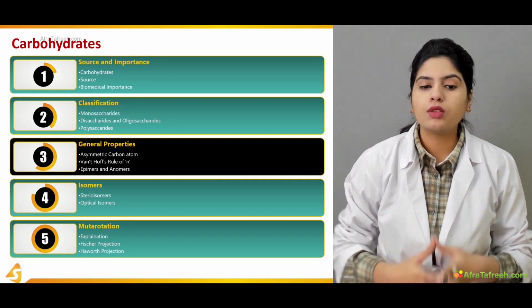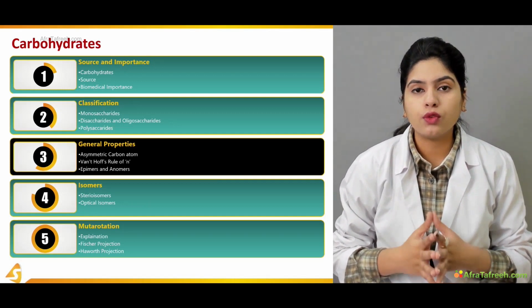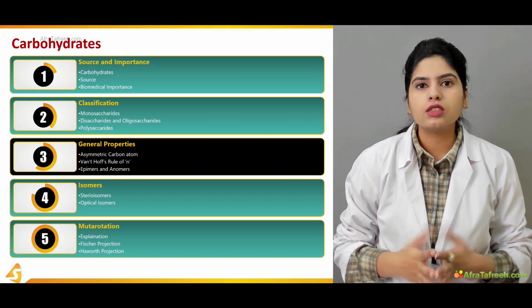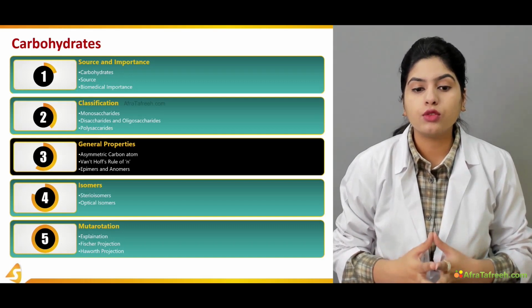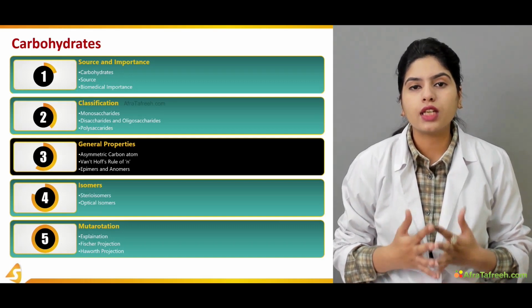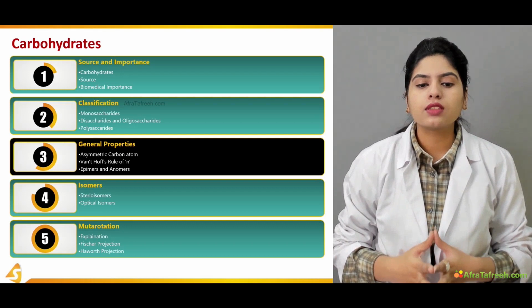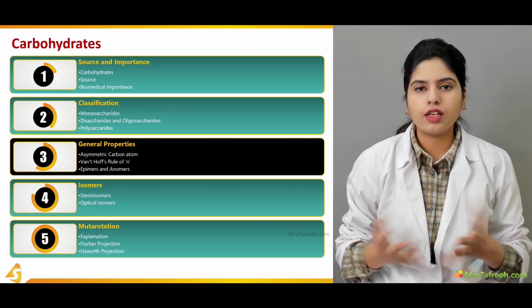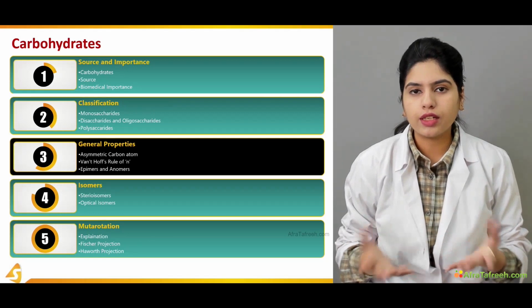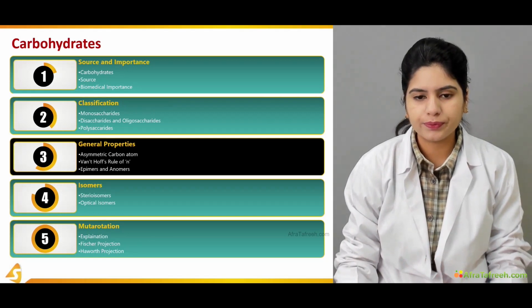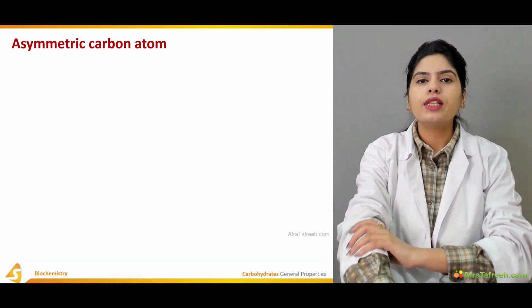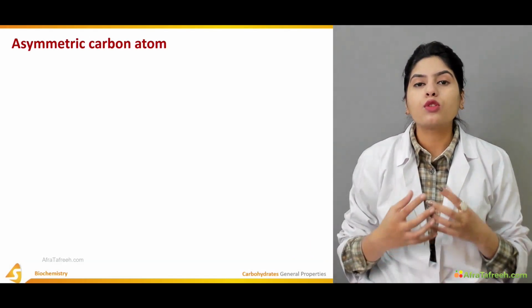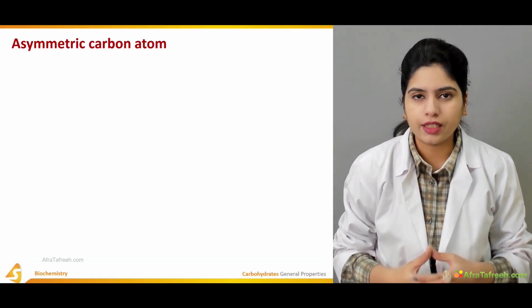We will discuss Van 't Hoff's rule of n, what this rule is and how we use this in the structures of the carbohydrates. Then we will discuss the epimers and the anomers, what they actually are and how they are different from each other. Starting with the asymmetric carbon atom, that is also known as the chiral carbon atom.